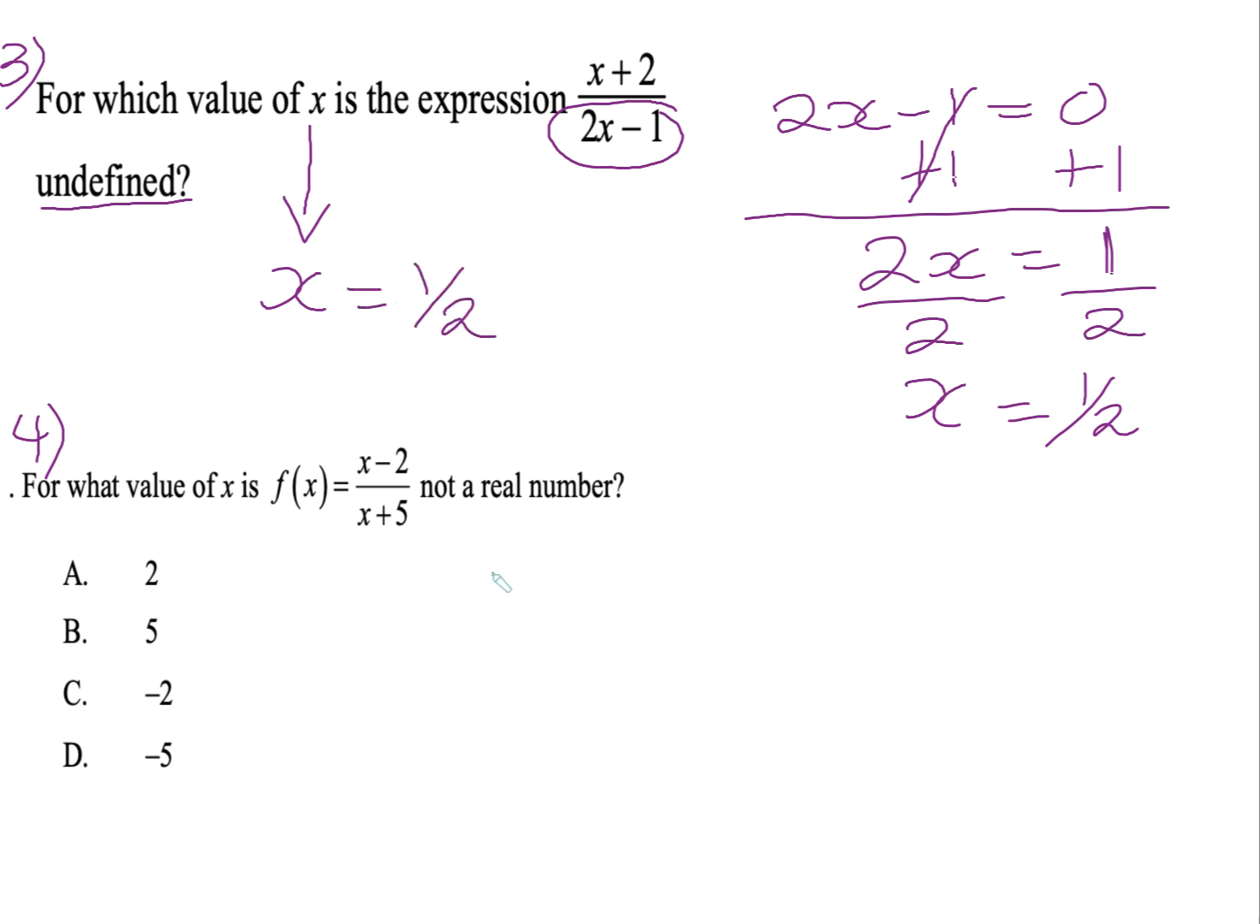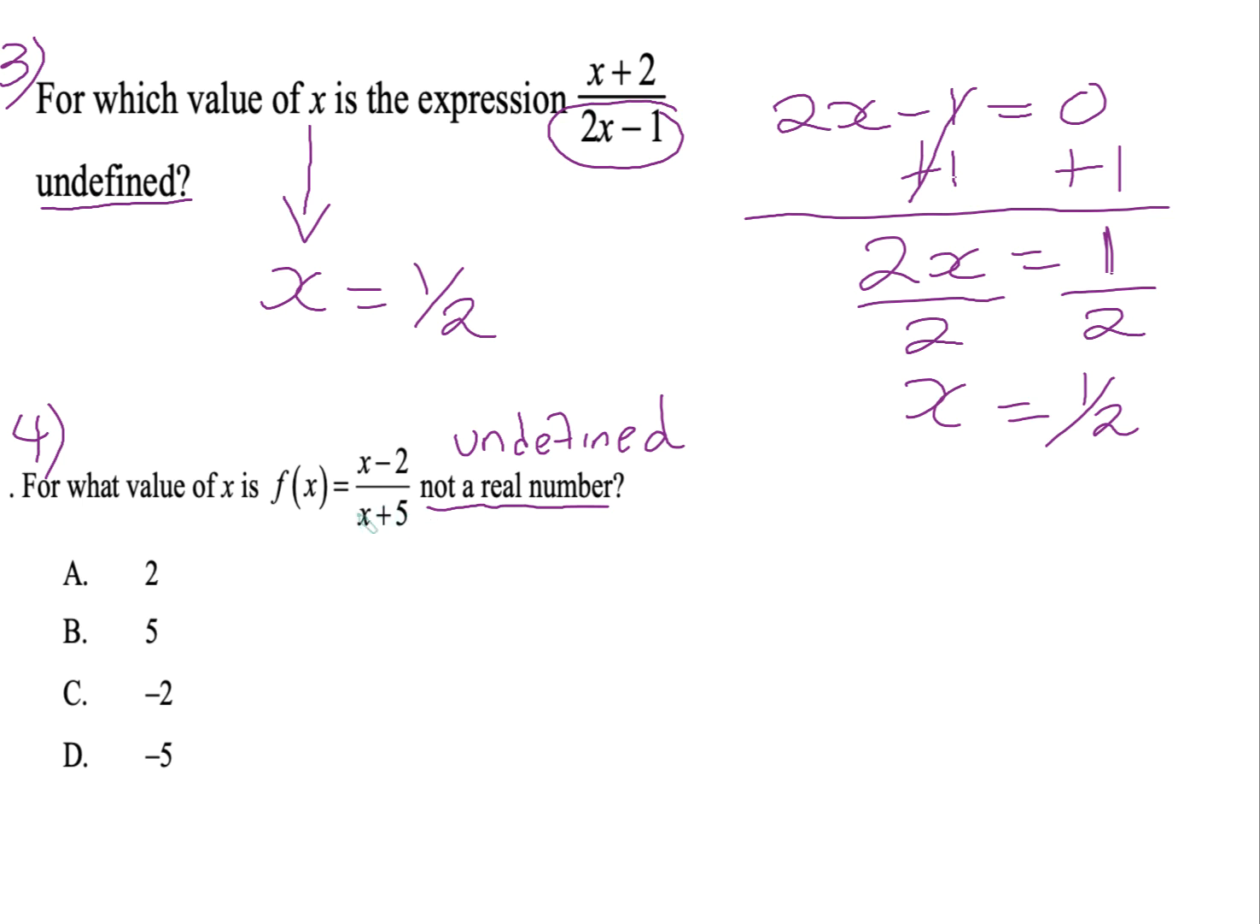And that's it. Now number 4 is worded a little bit differently. I tried to find different examples with different wording. Number 4 states, for what value of x is f of x equals x minus 2 over x plus 4 not a real number? So not a real number means undefined. So always remember that. Not a real number means undefined.